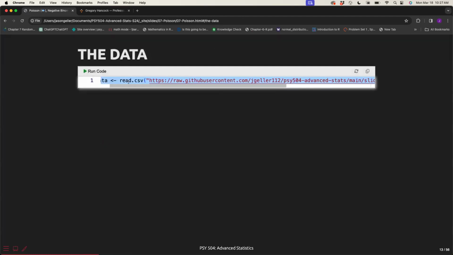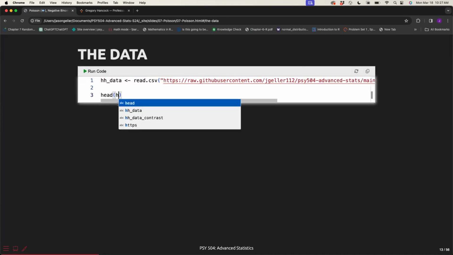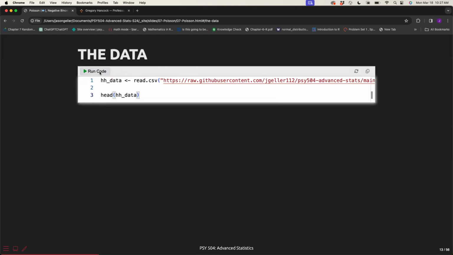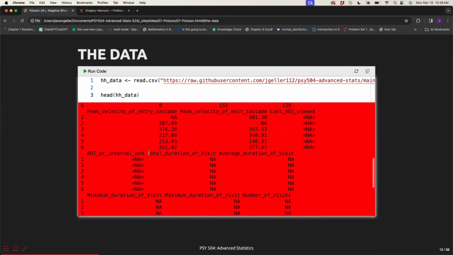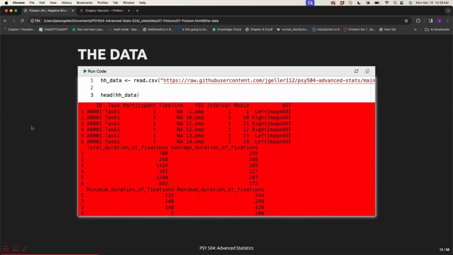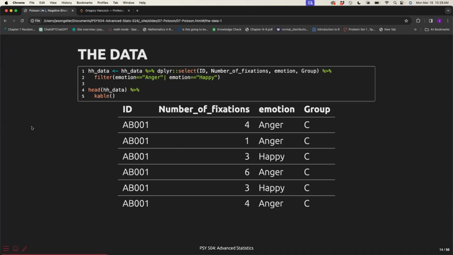So let's go ahead and read in our data here. We can just run this little bit of code using WebR. Let's go ahead and run that. What we'll see is a really big data set with lots of columns. For this particular example, we're going to do just some data wrangling. We're going to select 4 columns: the ID column, number of fixations column, the emotion and group columns. And then we're going to filter all the emotions, and we're only going to look at angry versus happy emotions because these are the ones that showed significant effects. So that's the emotions that we're going to look at.